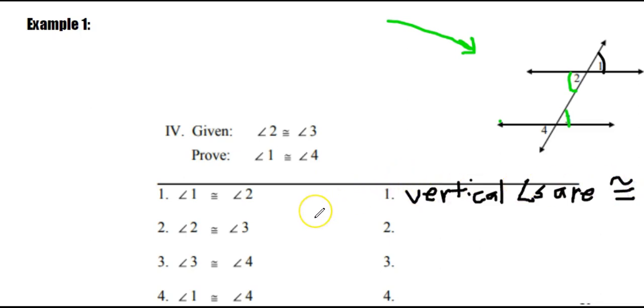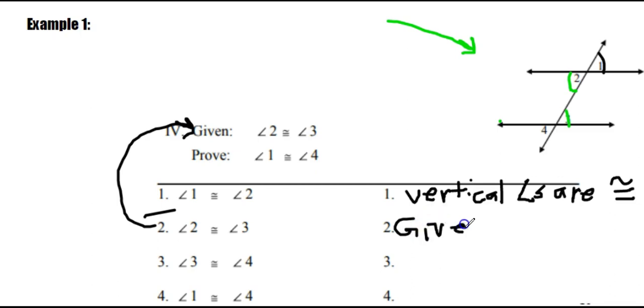Okay, now step 2. Angle 2 is congruent to angle 3. Well, this step right here came from our given. So for step 2, I'm simply going to write given. Step 3. Angle 3 is congruent to angle 4. Right here it's saying 3 and 4 are congruent. Well, again, that's going to be vertical angles are congruent.